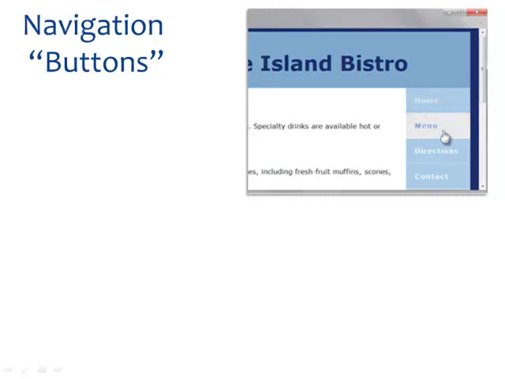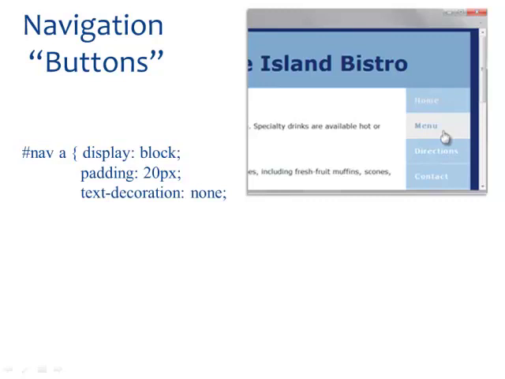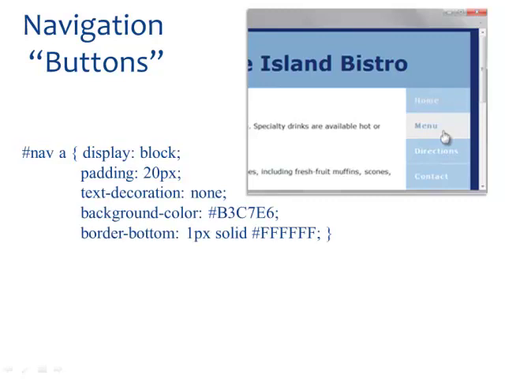Here's an excerpt of the CSS used on this page. The A selector configures the display of hyperlinks in the navigation area with block display, 20 pixels of padding, no underline, a medium blue background color, and a bottom border.